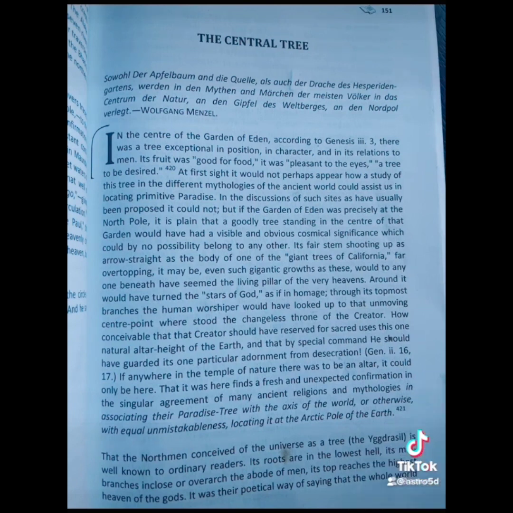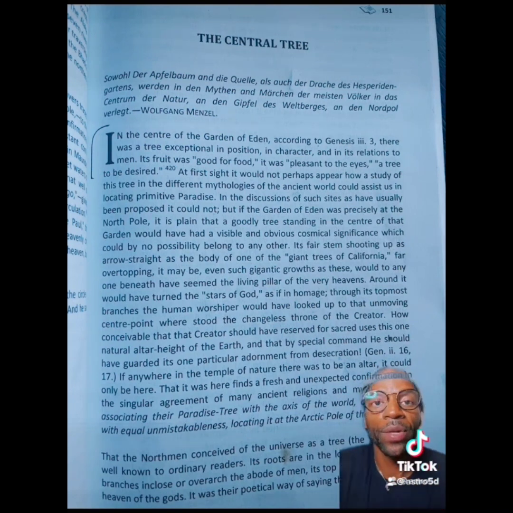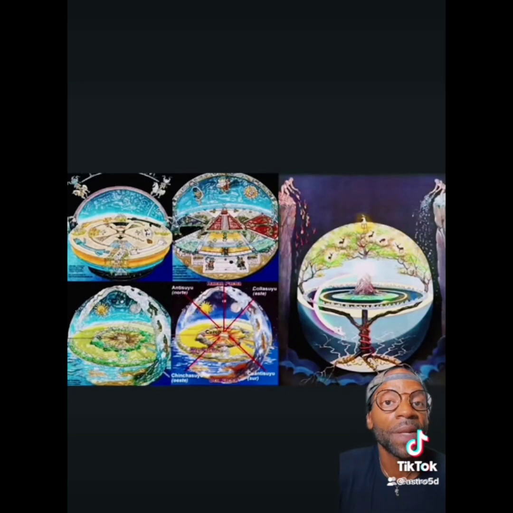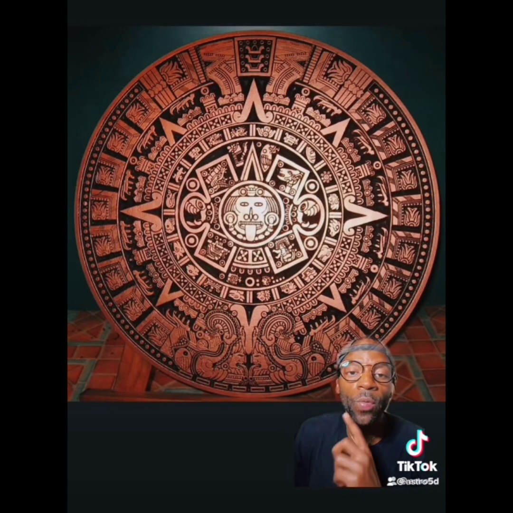Then it says, in the discussions of such sites as have usually been proposed, it could not, but if the Garden of Eden was precisely at the North Pole, it is plain that a godly tree standing in the center of that garden would have had a visible and obvious cosmical significance which could by no possibility belong to any other. In layman's terms, there is a central tree at the center of the North Pole. This was also believed by many ancient civilizations. And these ancient civilizations knew that you had the 4 islands in the center to the north, east, west, and south, like the news.